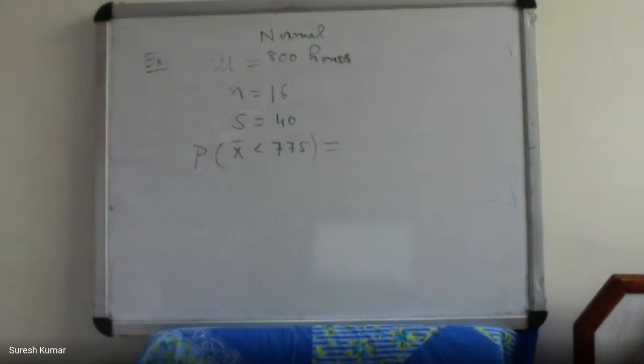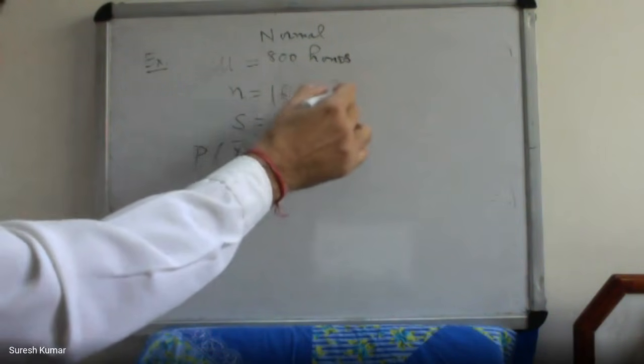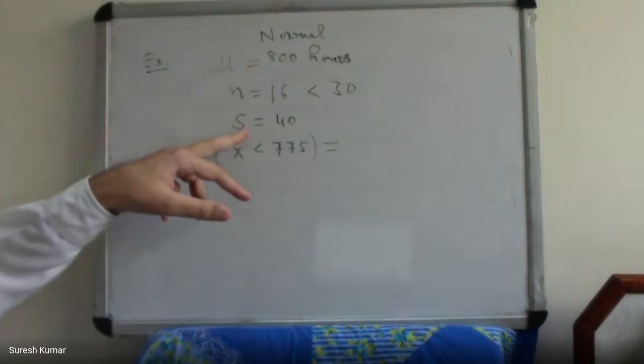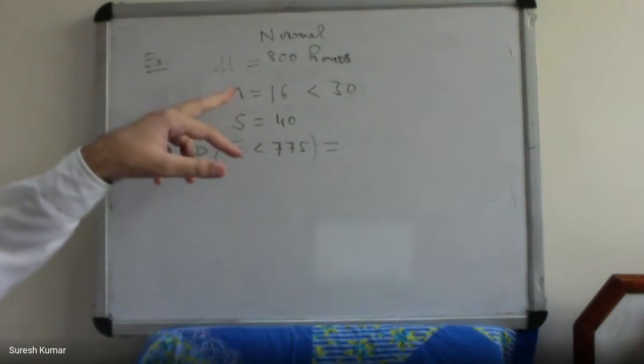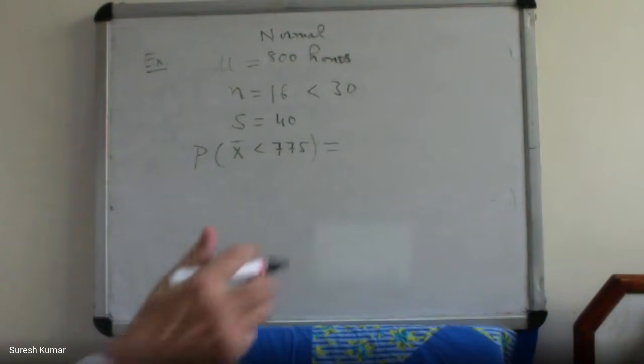Population normal, sample size less than 30. Small sample, normal population with unknown variance. See this, variance of population is not given to you. So which is the suitable test statistic in this case? Yeah, t distribution. In this case, you can apply t distribution.